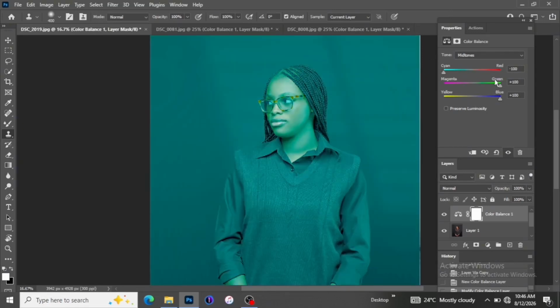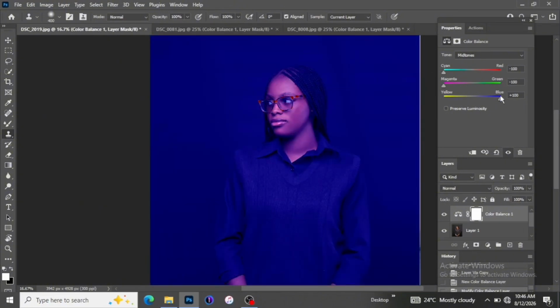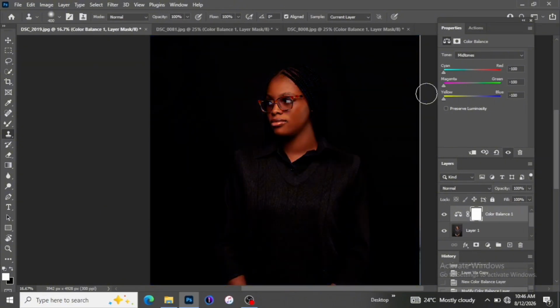Now, let us see it. I'll turn it to cyan, magenta, and yellow. You can see how dark your picture looks. For you to be able to have a good result, you must know how these things work. So, the combination of the red, green, and blue makes your picture bright. The combination of the cyan, magenta, and yellow makes your picture look dark.